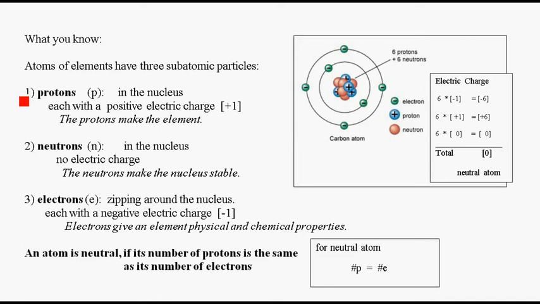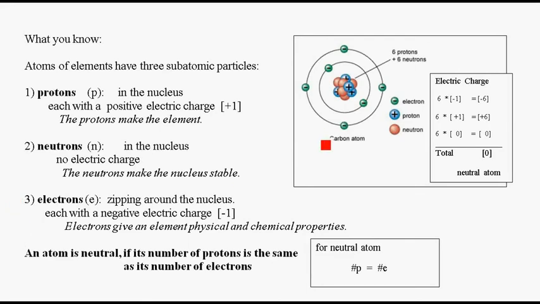One, protons in the nucleus, each with an electric charge of +1. And you remember the protons make the element. Two, neutrons, also in the nucleus. They have no electric charge, but the neutrons make the nucleus stable. Three, the electrons, which are zipping around the nucleus, each with an electric charge of -1.